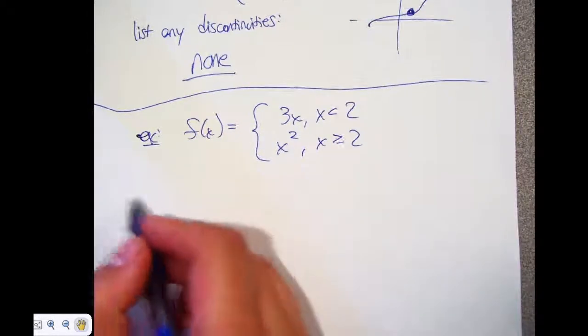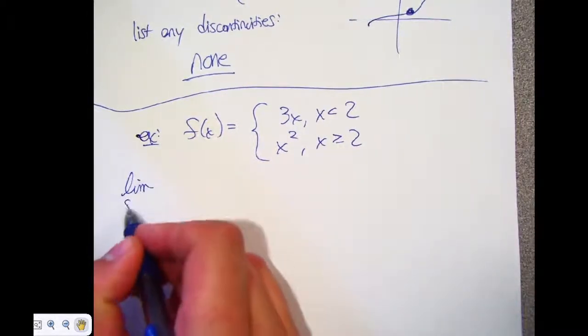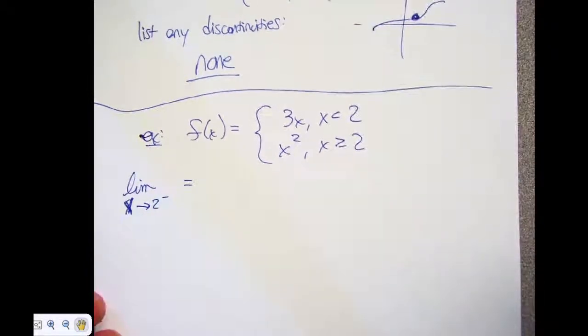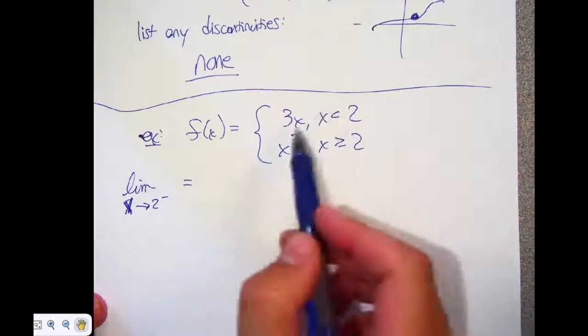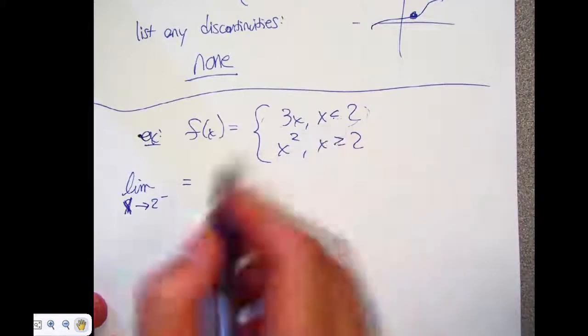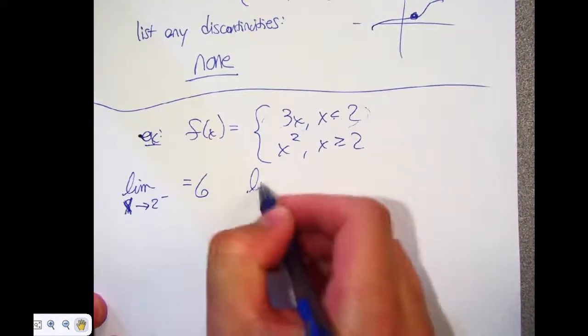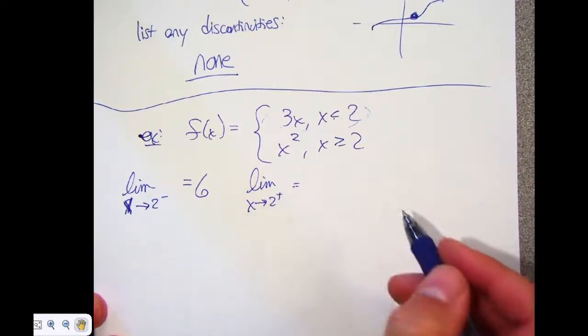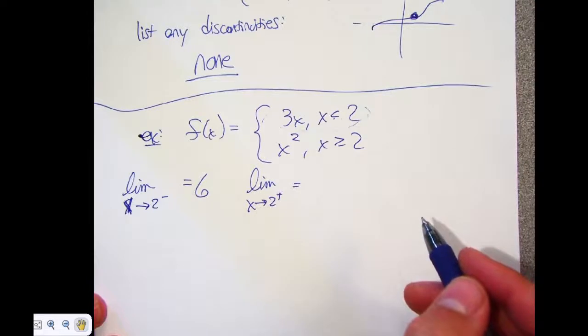So let's do this. Let's break it down a little bit more. What's the limit as x approaches 2 from the left-hand side? 3. You said 3x? Kind of. So it's 6, right? We would plug 2 into the equation where x values are less than 2. So 6. What's the limit as I approach 2 from the right-hand side? 4.